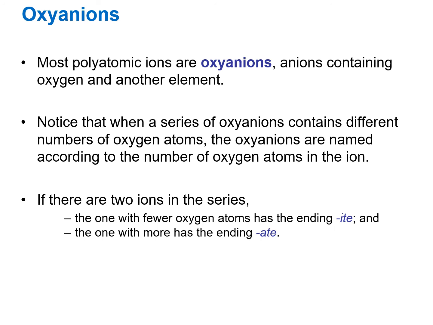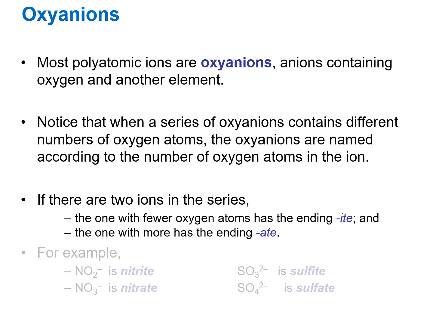If there are two ions in the series, the one that has fewer oxygen atoms gets the -ite ending, and the one that has more oxygen atoms gets the -ate ending. Does that sound kind of familiar? Kind of sounds a little bit like the -ous and -ic endings that we saw with those type 2 metals, doesn't it? Yeah, it does. It tells you who has more, who has less, but it doesn't tell you how many. Well, this naming convention has stuck and it's still in use, so we might as well have some idea of what it is.